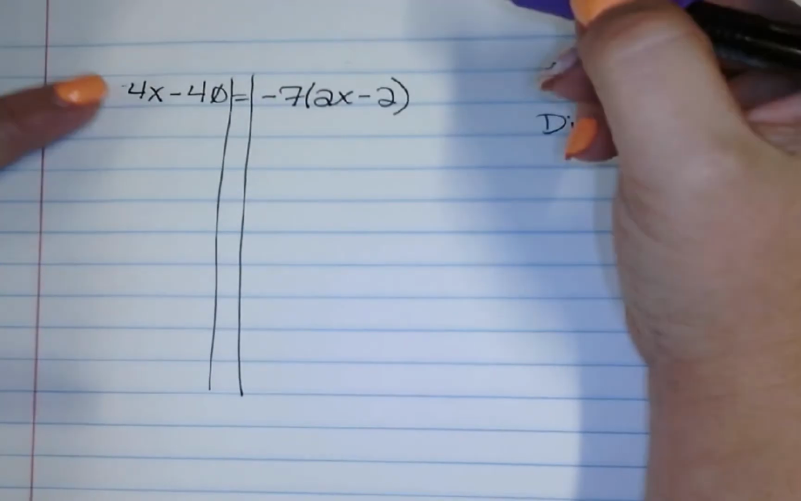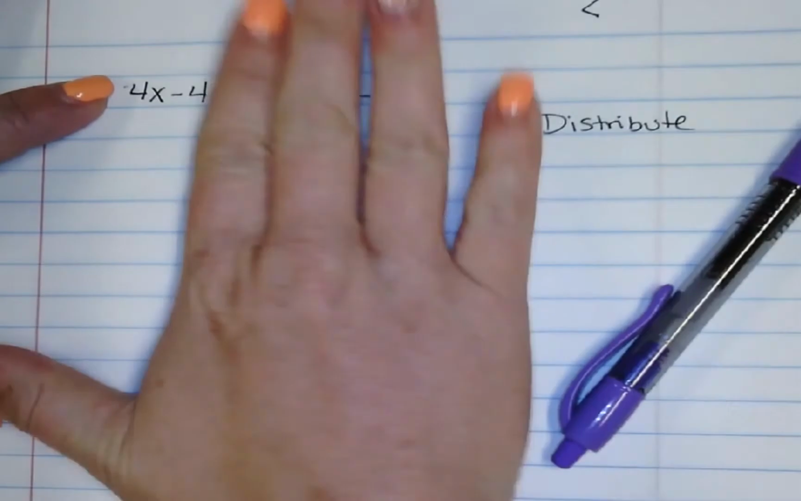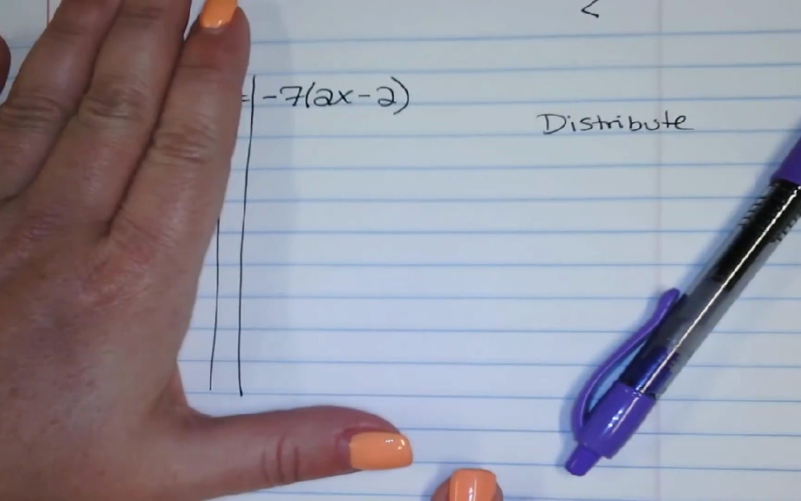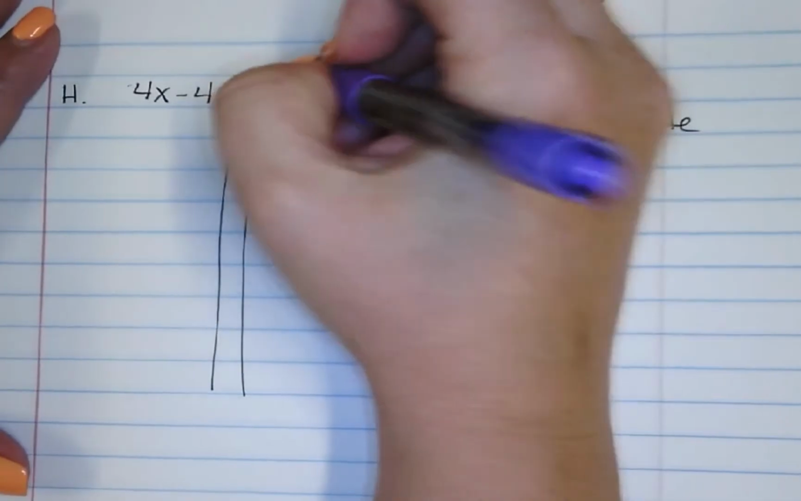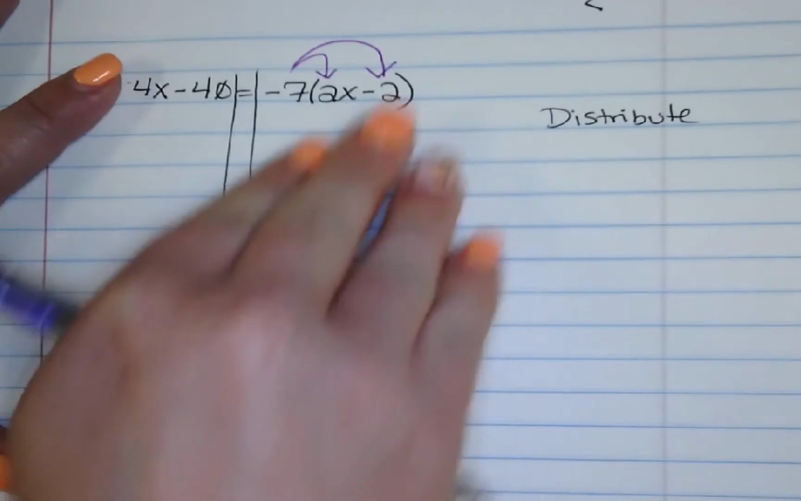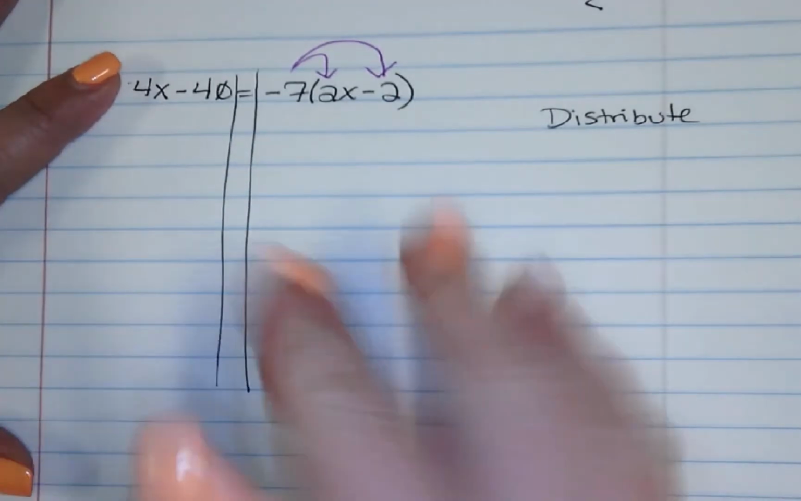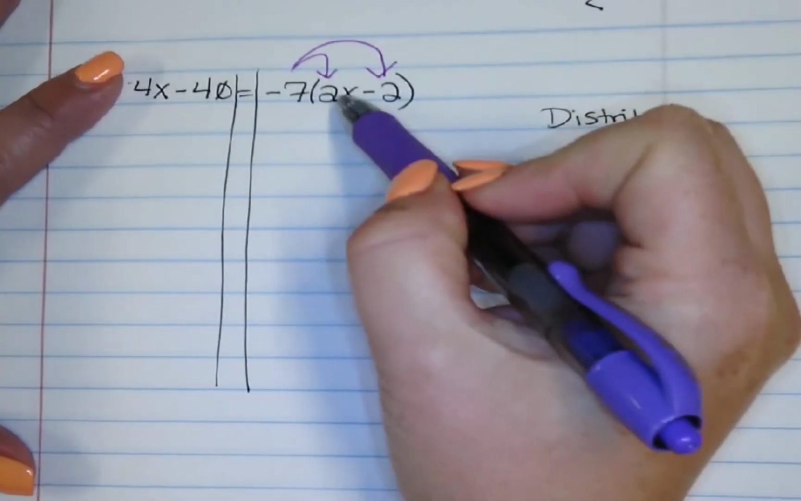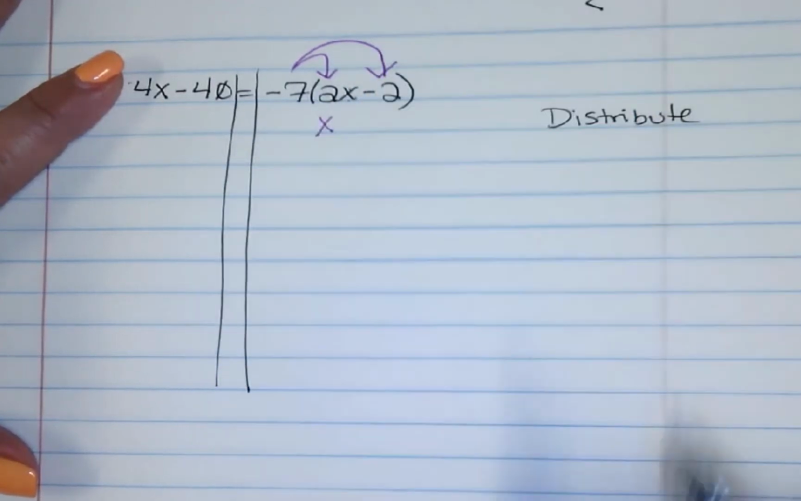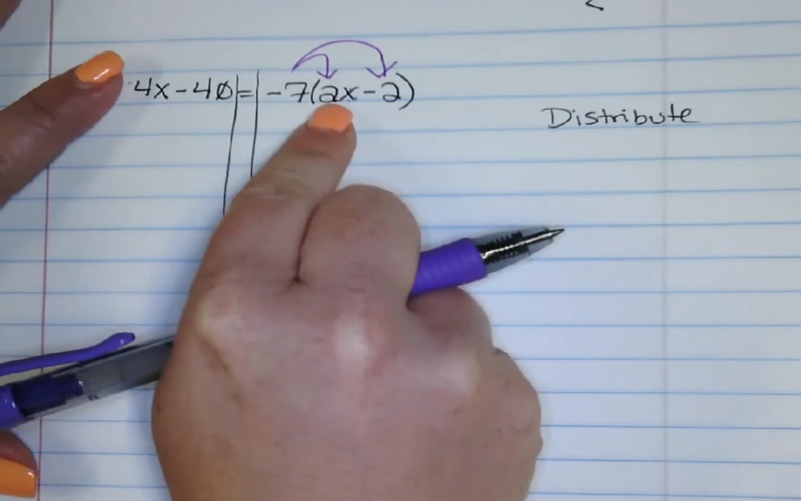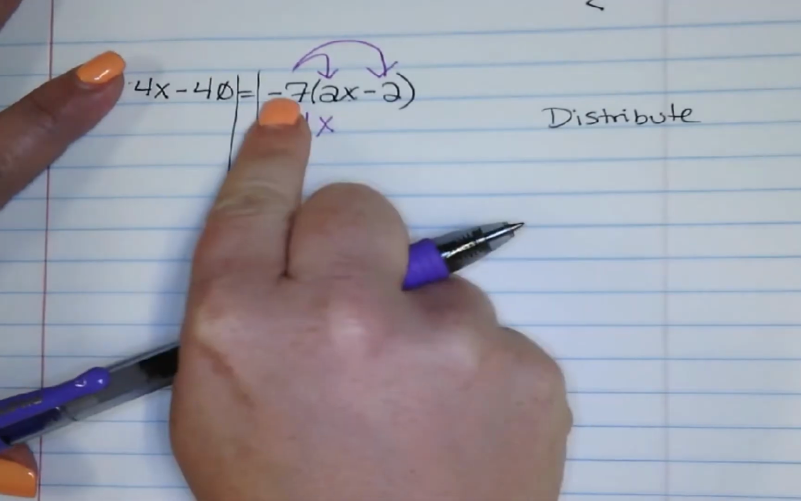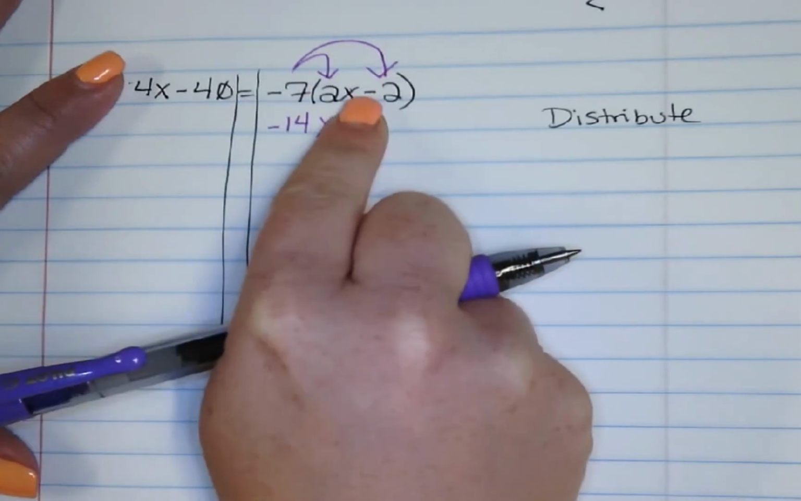So first I'm going to distribute. I don't have to distribute on this side because there are no parentheses over there. So I only need to be distributing on this side. The goal first is to simplify both sides of the elevator before you start moving stuff around. So let's do -7 times 2x. The x can just be a label that you bring down, and you do the -7 times 2, which is -14. And then you also do the -7 times -2.